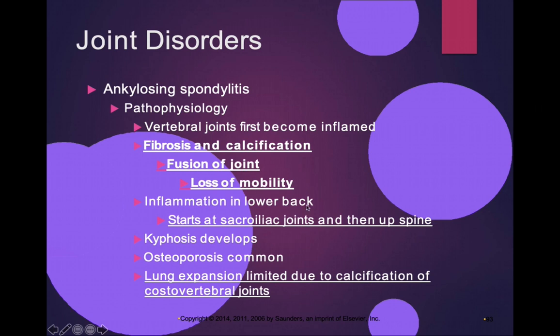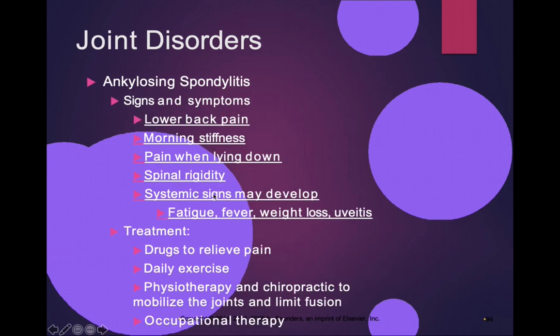The inflammation starts in the lower back because it really starts to ankylose and fuse at the sacroiliac joints, and then it moves up the spine. Then you get a kyphosis that develops. Osteoporosis can also happen. It's pretty common, and it's because of the lack of movement. When there's less stress placed on the joints, if you don't use it, you lose it, the Wolff's Law. Lung expansion becomes limited due to the calcification of the costovertebral joints. That's the junction between the ribs and the thoracic vertebrae.